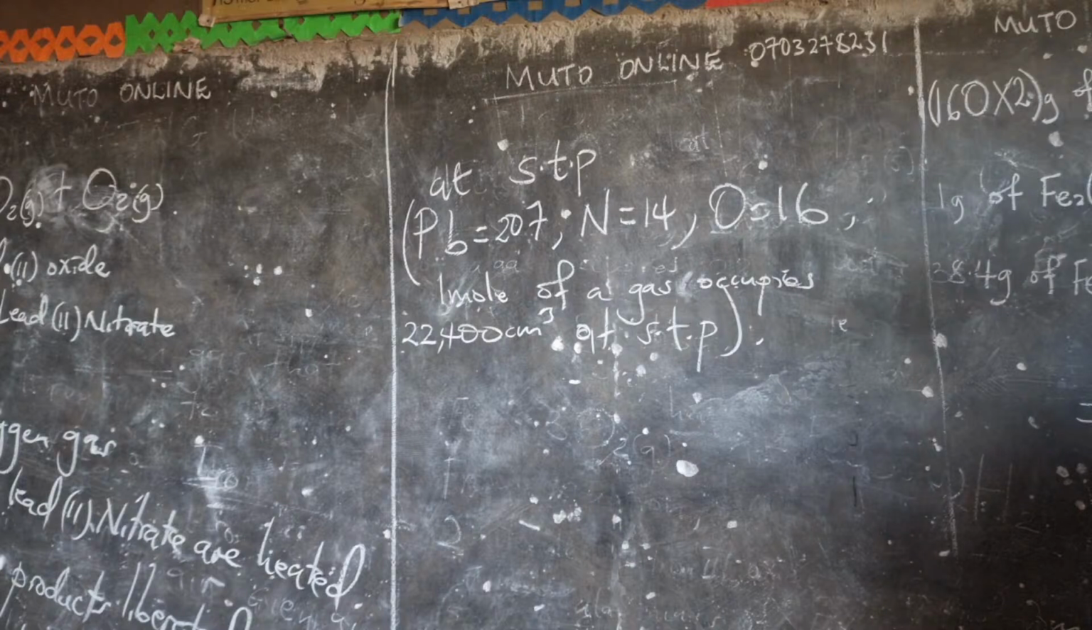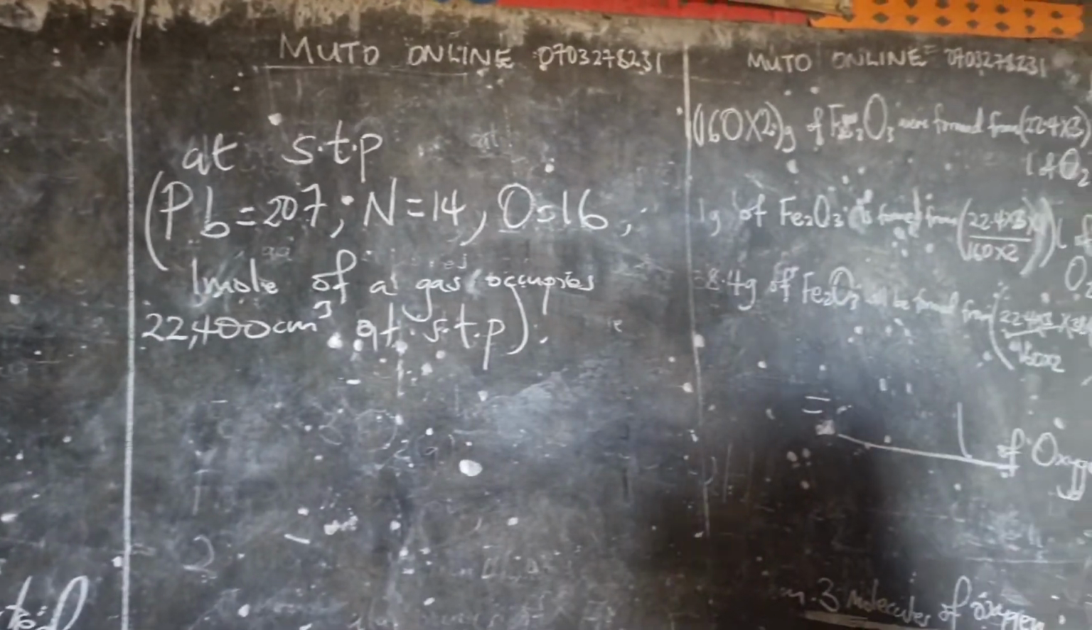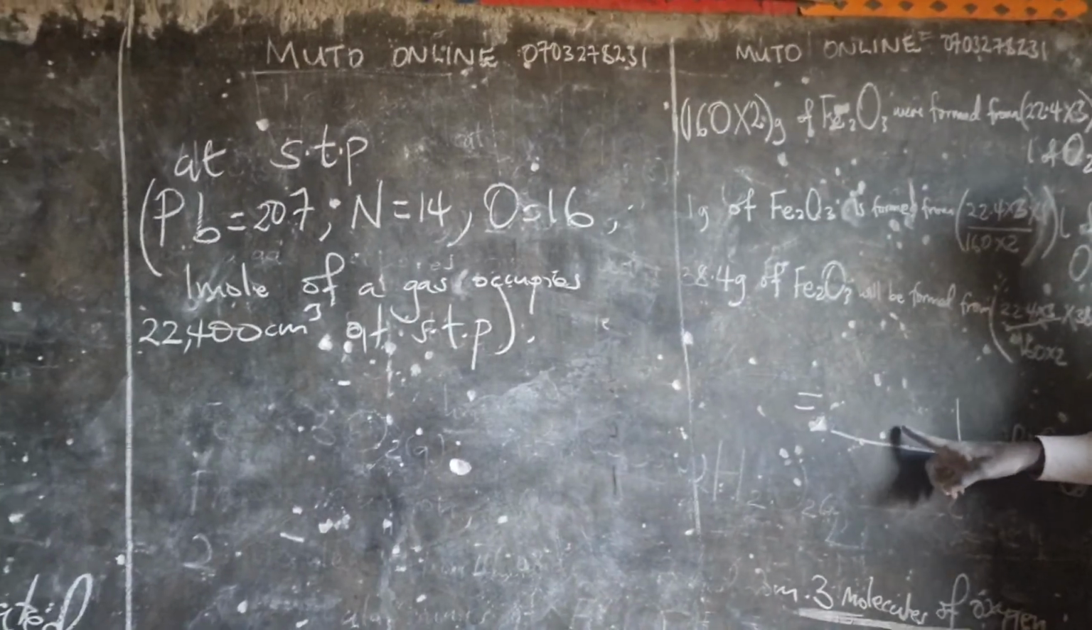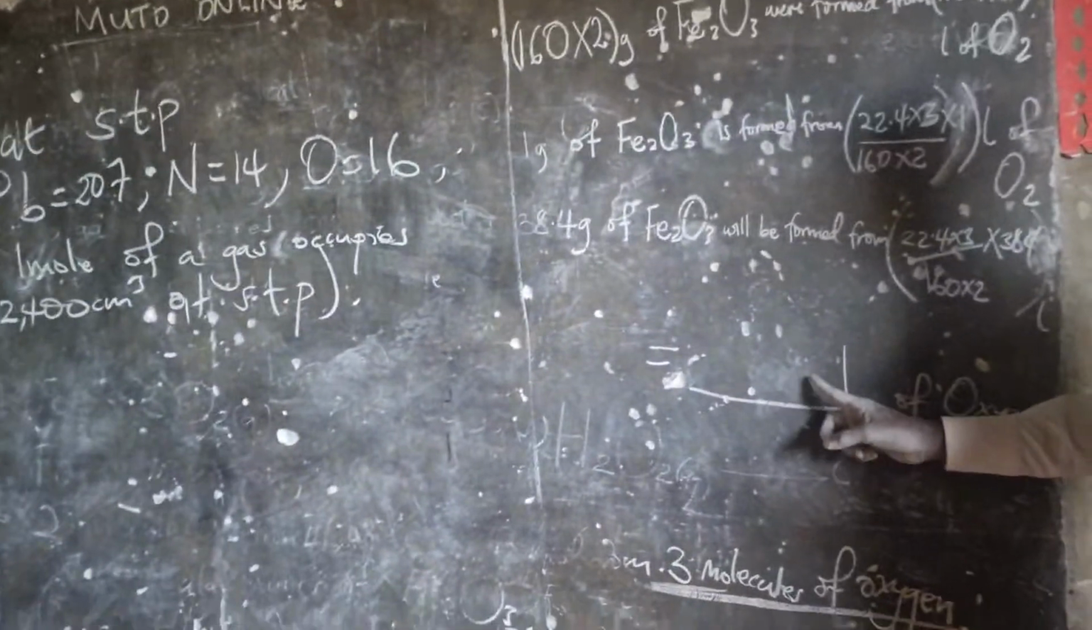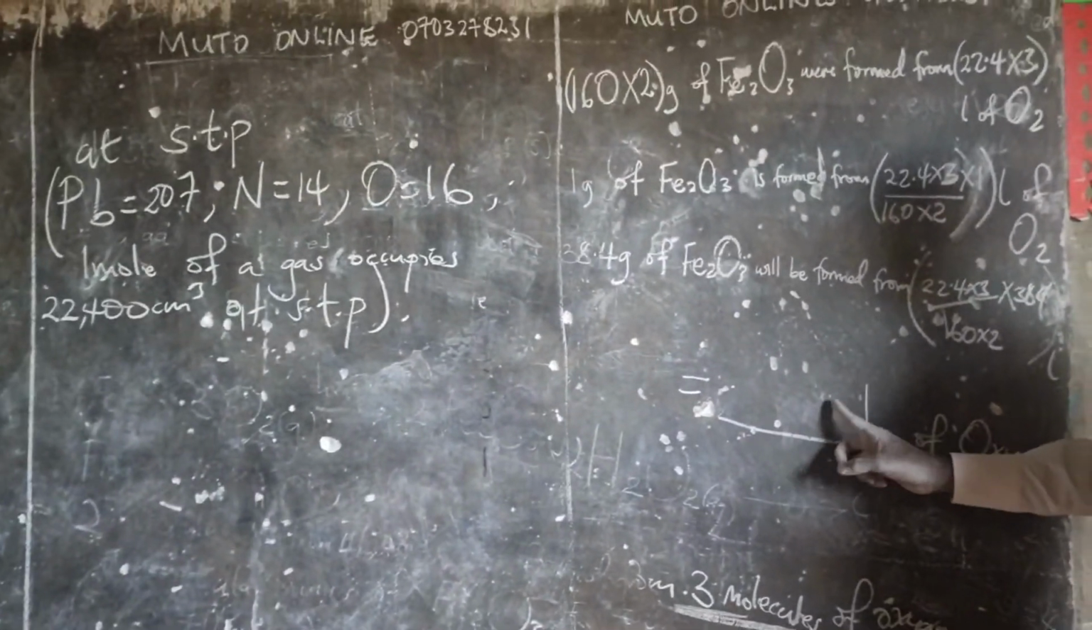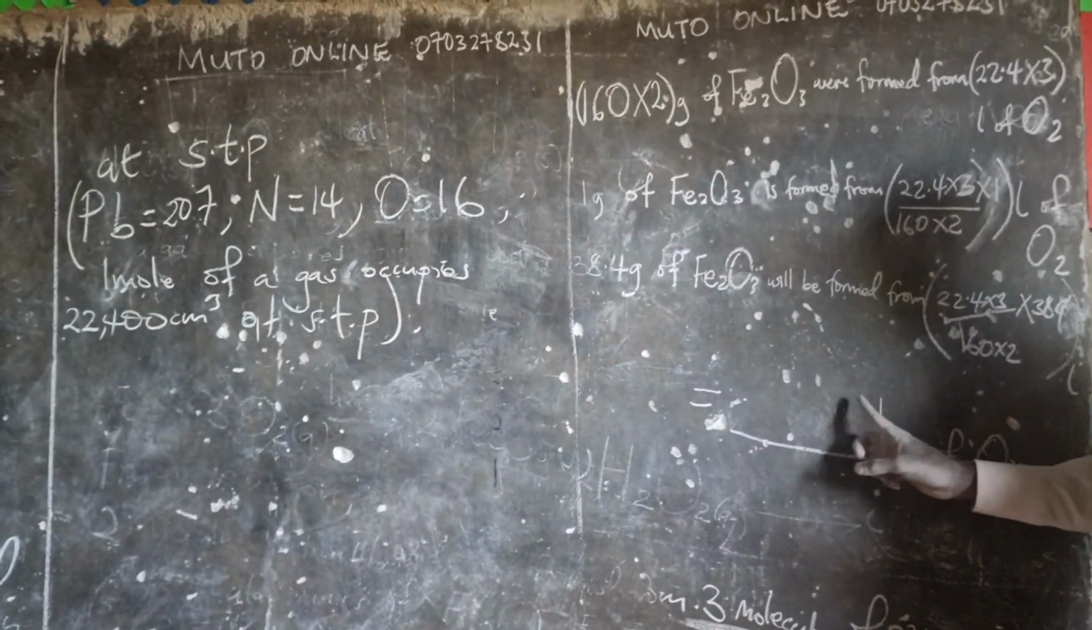So Halima got 8.064 liters here on this previous calculation. That's the answer she got.